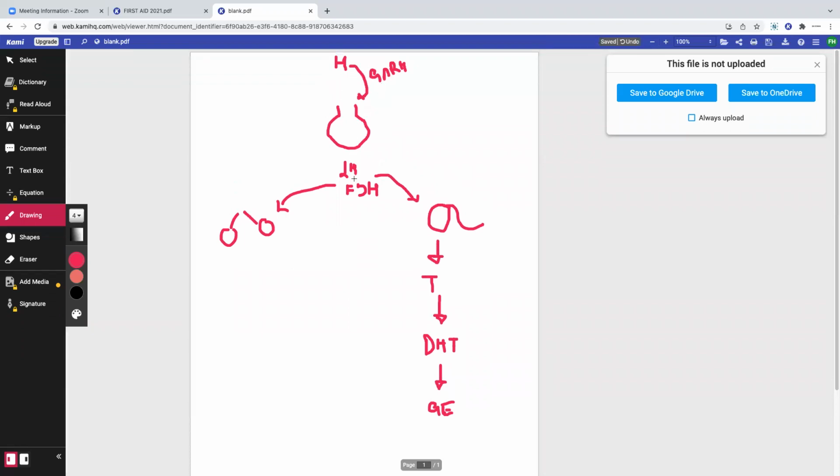GnRH, FSH and LH. LH will work on the theca interna cells to form androstenedione. Androstenedione will then move from the theca interna cell to the granulosa cell. In the granulosa cell, under the influence of FSH, the androstenedione will convert to estrone with the help of which enzyme? Aromatase enzyme, yes or no? So in the ovaries, we have what? First and foremost, we have androstenedione, right?